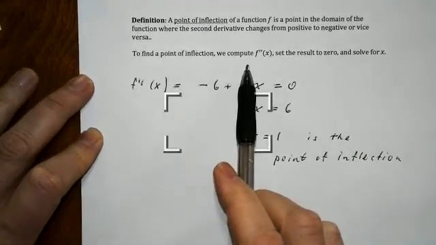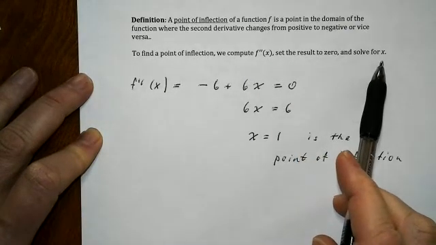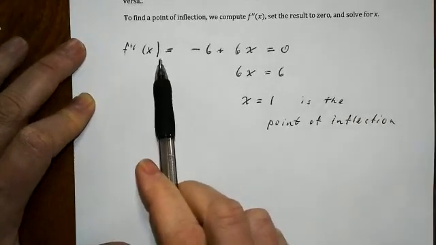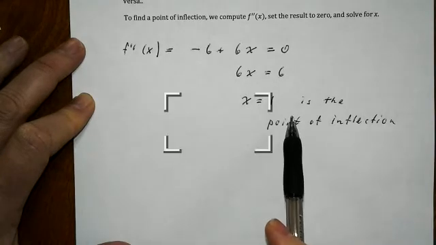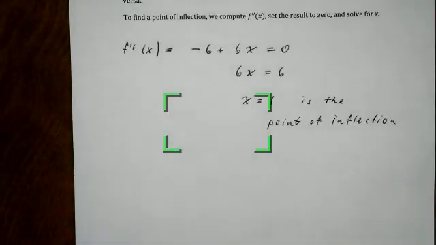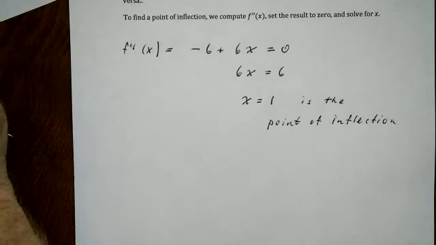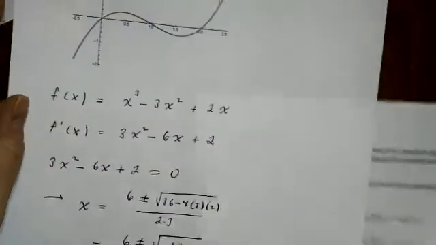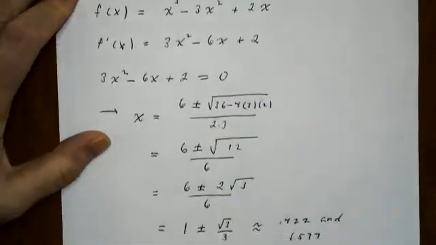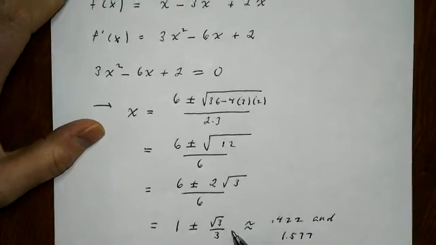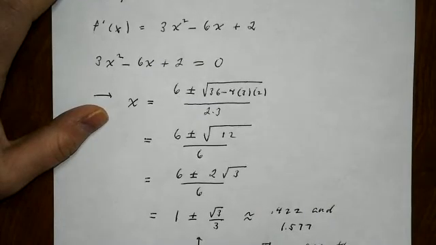To find a point of inflection, we compute f double prime of x, set the result to 0, and solve for x. In the case of our function, f double prime of x is minus 6 plus 6x. We set that to 0, and we get x equals 1. That is our point of inflection. So let's go back and take a look at the graph. The point of inflection was at 1. We had a local maximum at 1 minus root 3 over 3. And we had a local minimum at exactly 1 plus root 3 over 3.